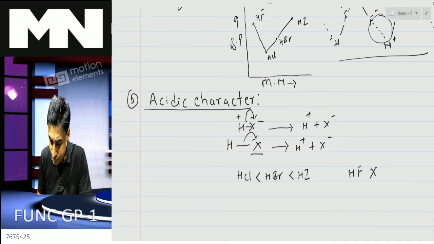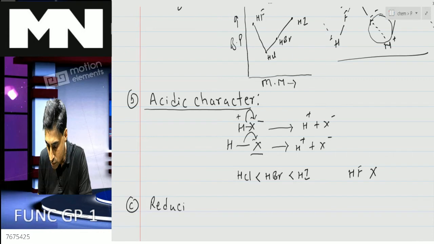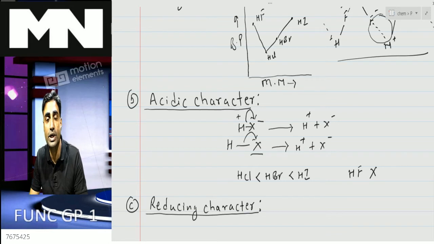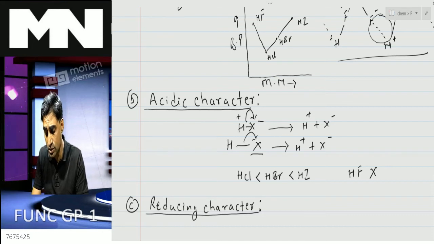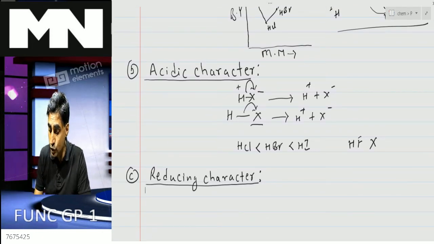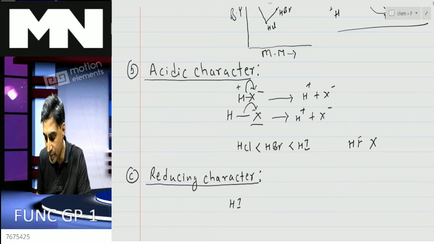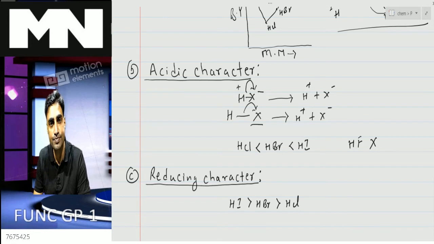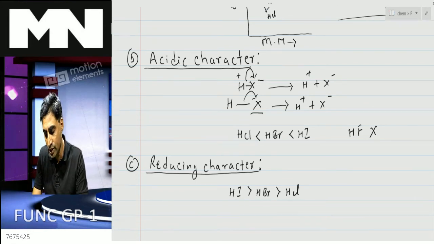Next, we'll talk about their reducing character. Well, any element which has a tendency of donating hydrogen is a good reducing agent. So all these compounds of halogen with hydrogen have a tendency of donating hydrogen. As I have shown you, on moving down the group, bond length increases, it becomes easier to donate hydrogen. That's why the reducing character increases. That means HI is a better reducing agent as compared to HBr. HBr is a better reducing agent as compared to HCl. So reducing character increases on moving down the group.